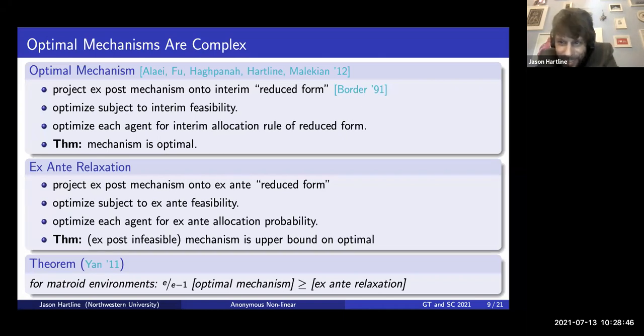So what does this mean? You relax feasibility, you solve the ex ante feasible problem. That doesn't increase the revenue you could get by more than a 1.58 factor. Okay, so you're potentially going to increase your revenue, but not by too much.